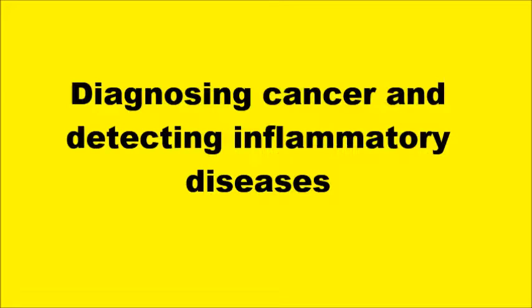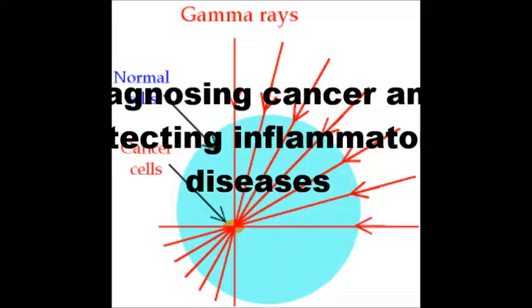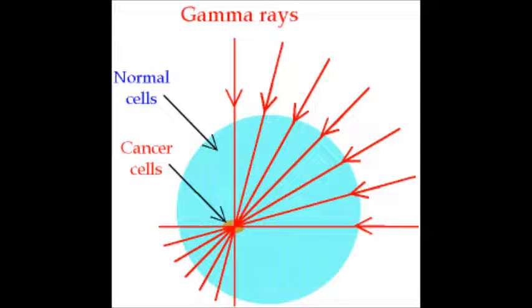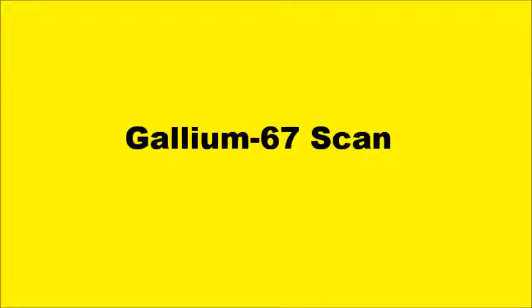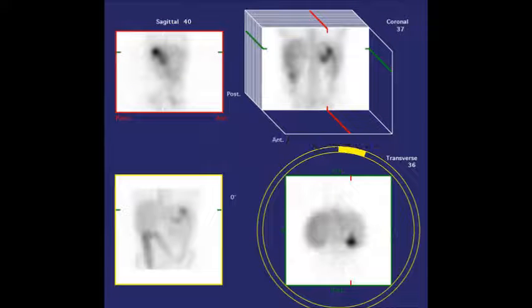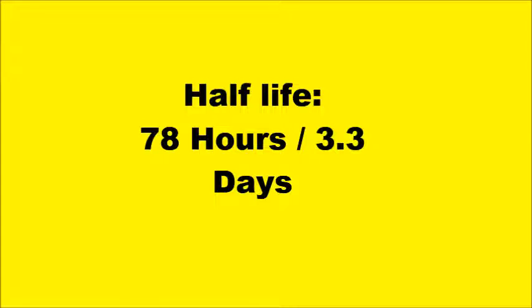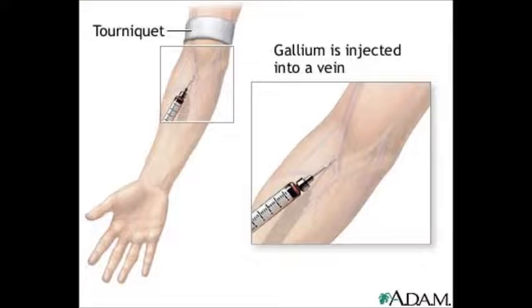Gallium-67 is extremely useful for diagnosing cancer and detecting inflammatory disease. It detects cancer cells in the body through a Gallium-67 scan, which is a type of nuclear medicine that detects tumors, infections, or inflammatory diseases. Gallium-67, which has a decay half-life of 78 hours, or 3.3 days, is injected into the patient's vein.